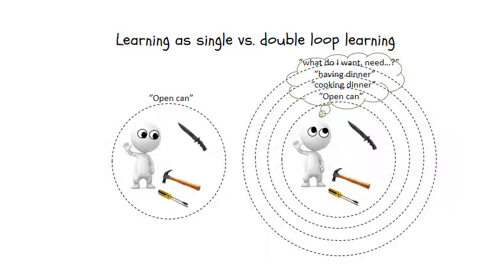That is, we're working with the problem setting. Like in the can example, should I open the can or is this another type of problem? As you remember, double loop thinking may lead to totally different solutions. More correct is to say that the double loop learning means that we question our understanding of the problem at hand and not only the problem itself.